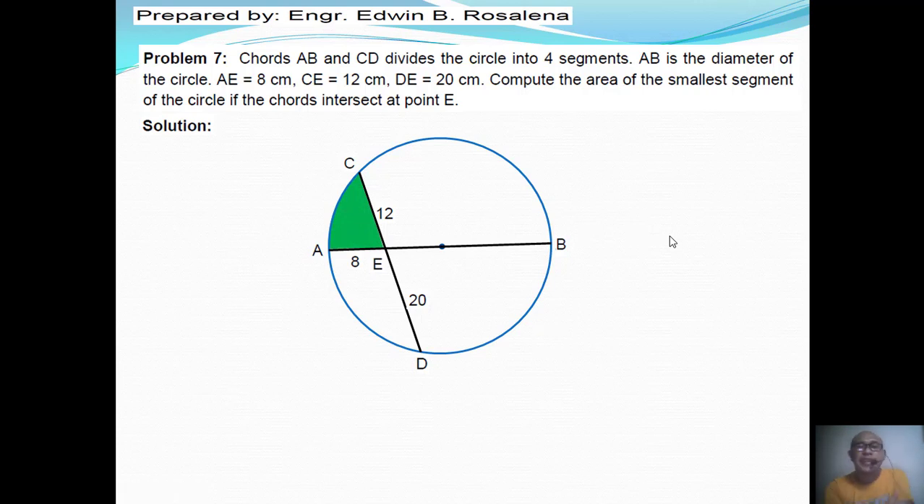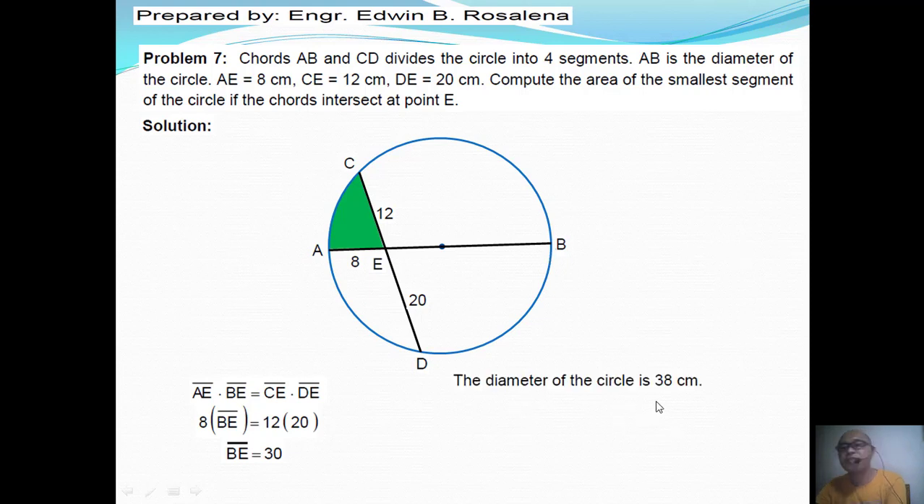The one in green. How do we do that? Have you noticed that the diameter and the chord intersect and the distance BE is missing? We can use the product of the segments formed by the two chords. So we have AE times BE equal to CE times DE. So 8 times BE equal to 12 times 20. And BE is equal to 30. So that is the measure from this point up to this point. So if BE is 30 and AE is 8, meaning the diameter of the circle is 38. So the diameter of the circle is 38. So meaning we have here OC is 19 because OC is a radius, half of 38.